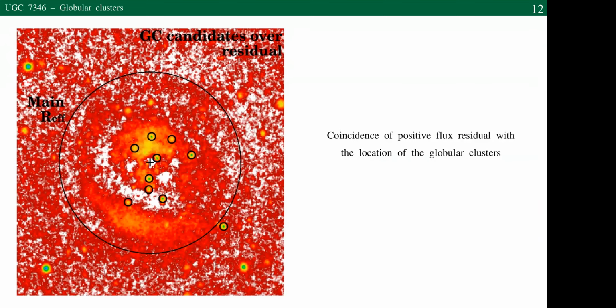It is very interesting also to show the distribution of the globular clusters over the residual image after subtracting the model, to appreciate the substructure that the galaxy has. And for that, I show an enhanced image of the residual, showing the most diffuse regions. And there is an interesting coincidence of the regions where the globular clusters are located over regions where positive flux is found. And this may suggest that the stellar material that is falling towards the center of the galaxy is also carrying the trajectories of these globular clusters.